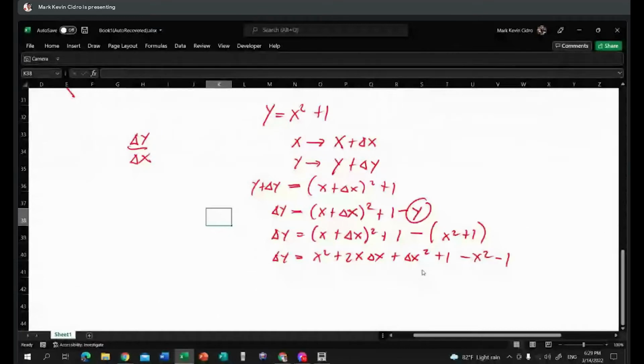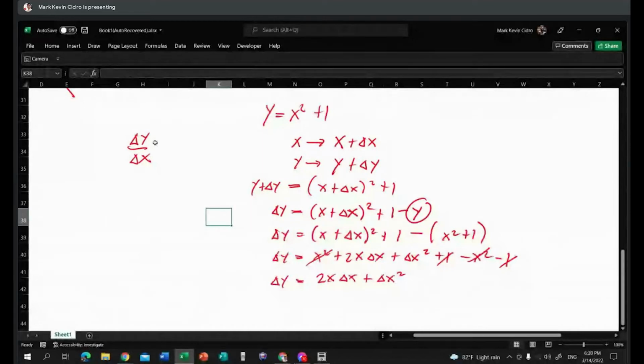Okay? Now, you can cancel out the x squared. You can cancel out the 1. So, your new equation will be delta y is equal to 2x delta x plus delta x squared. Okay? This is your delta x squared.